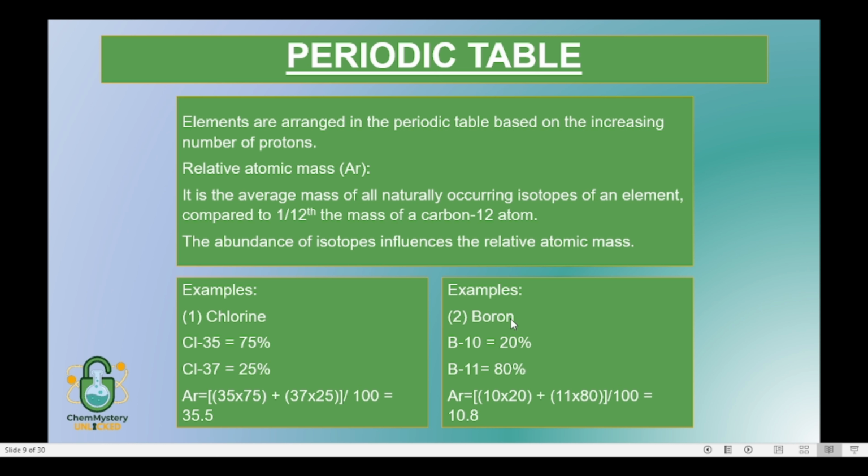Now let's move on to the second example of boron. B10 equals 20%. B11 equals 80%. How do we calculate relative atomic mass? We calculate it by multiplying the mass number with the percentage abundance. 10 into 20 plus 11 into 80 divided by 100. So the answer comes out to be 10.8.